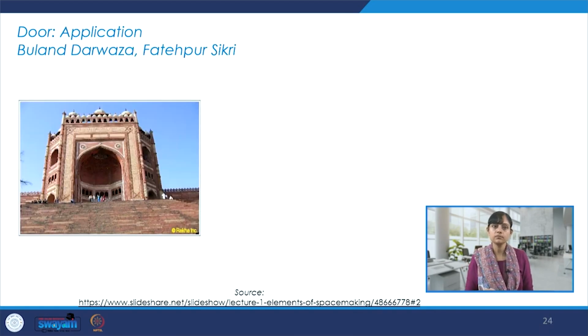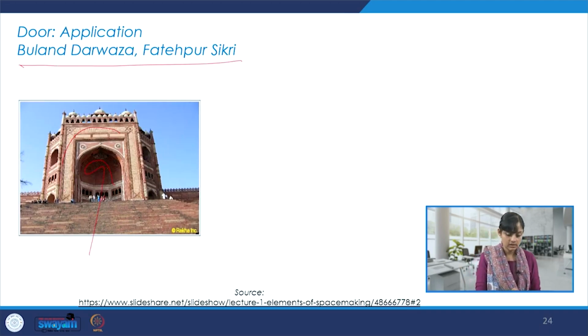One of the applications could be the Buland Darwaza. And here again we see this sort of an entrance gateway, or the typology within the door family, and again how important it is in terms of the scale and grandeur and the functionality it assigns to the project and the overall form.